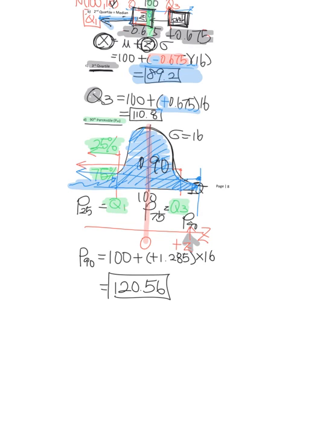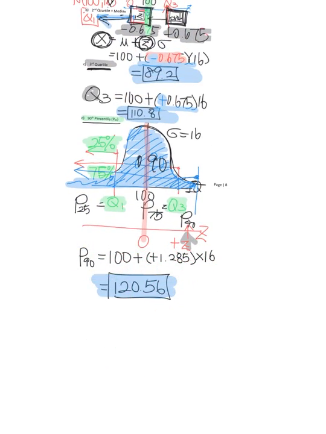The first quartile was less than 100, 89.2. The third quartile, the 75th percentile, was bigger than 100, 110.8. And now the 90th percentile is bigger than the third quartile, 120.56. Okay, so we can complete the map.